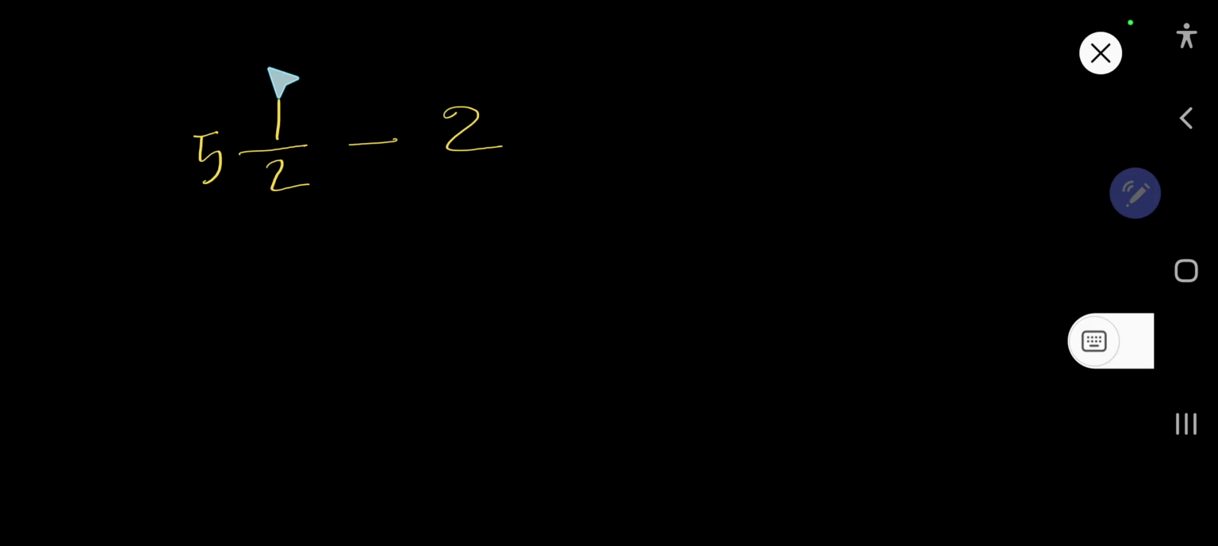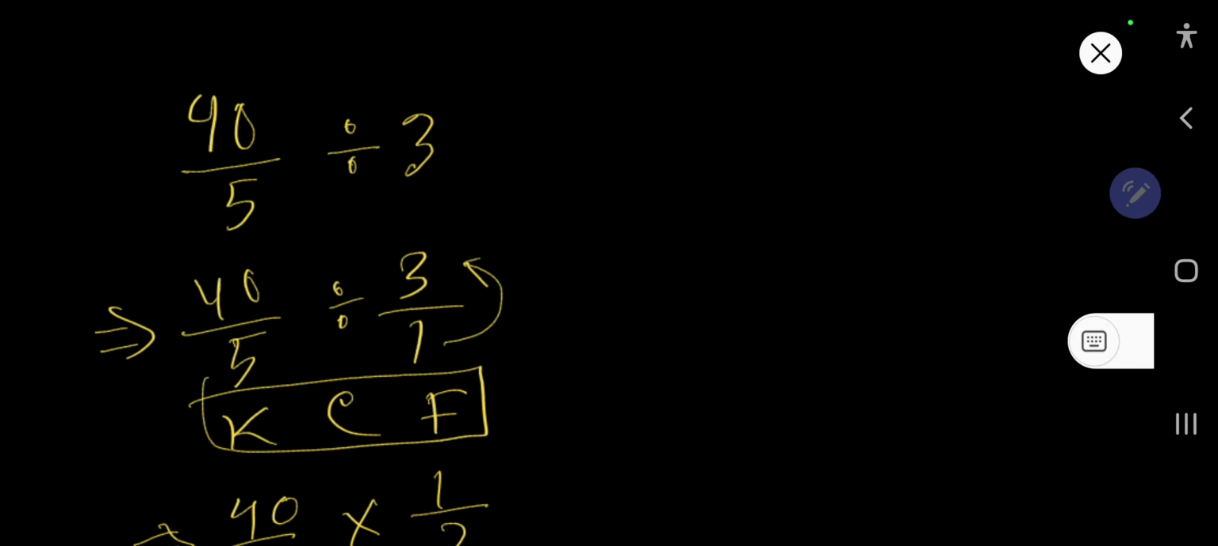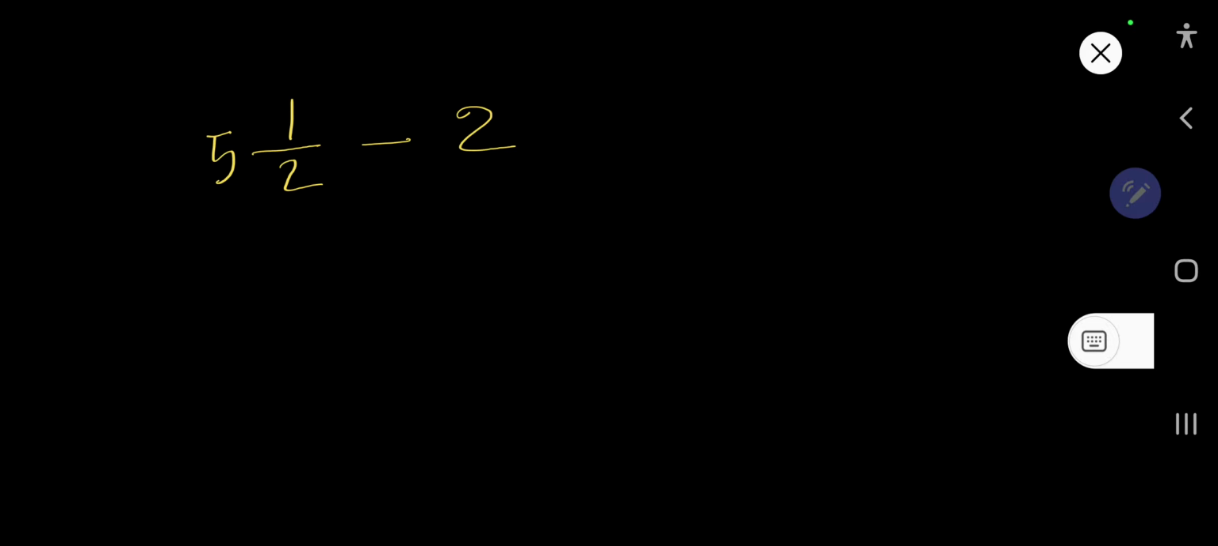Look, this is another example. This is a mixed fraction, and we would like to subtract 2 from this mixed fraction. Let us first add here. How to add this whole number to this mixed fraction.